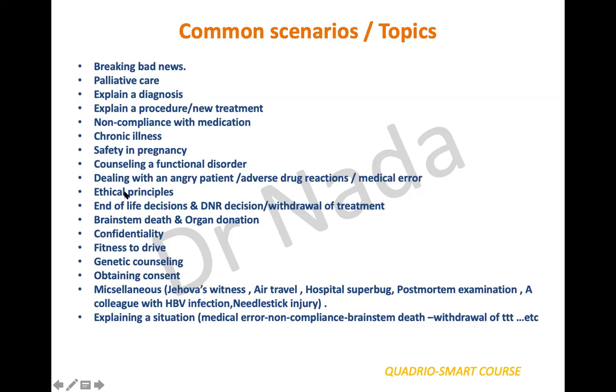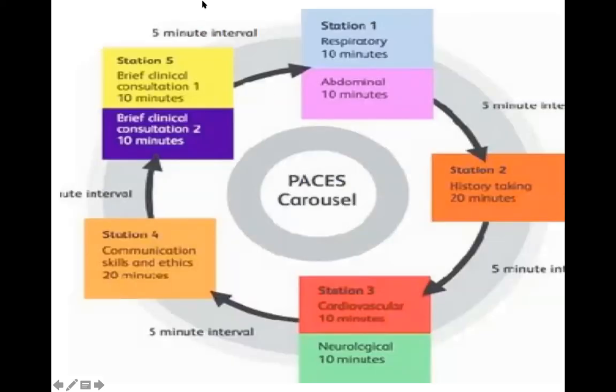So let's go through the PACES stations. In brief, you have five stations. Station one is the respiratory and abdominal examination, 10 minutes each. And then you have a 5 minute interval. Then you will enter into station two, which is the history taking. This is what Dr. Tan explains.